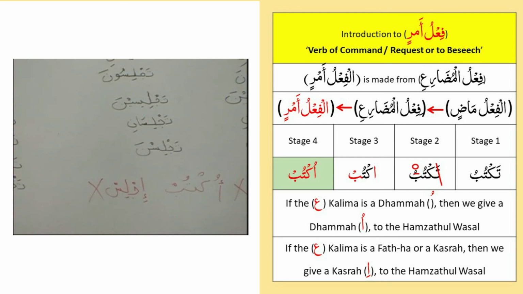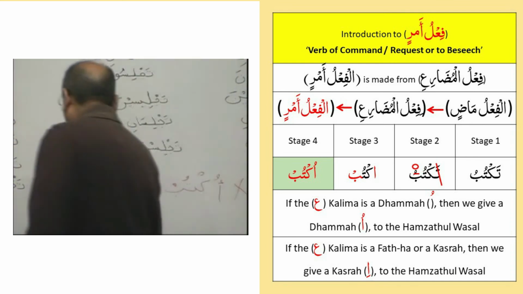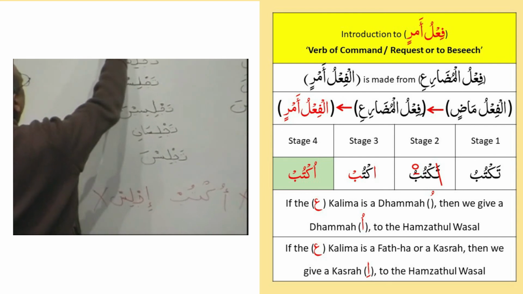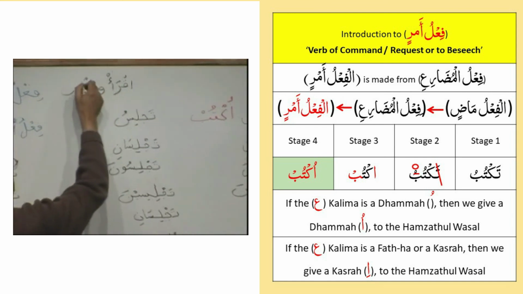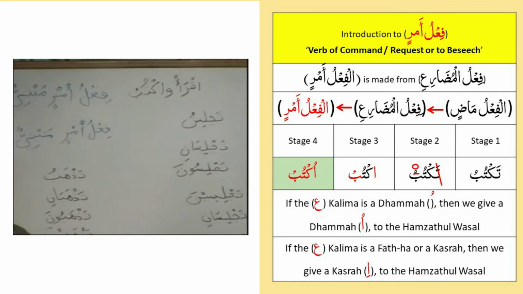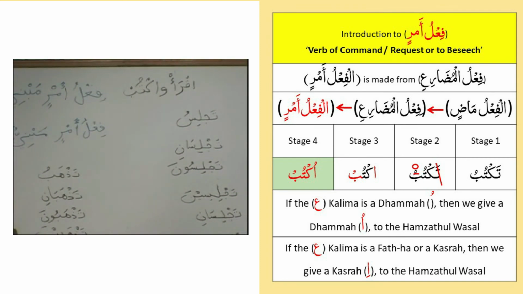Because the Hamza of Amr is Hamzatul Wasal. If there is nothing in front of it, we will pronounce it. If there is anything in front of it, then it is written but not pronounced. Now you know Qara'a, Yaqra'u, Taqra'u, so Amr will be Iqra. The second radical has a Fatha, the Hamza will get a Kasra. So how will you pronounce Iqra wa Uktub? Are you with me? You cannot say Iqra wa Uktub with the Hamza pronounced.